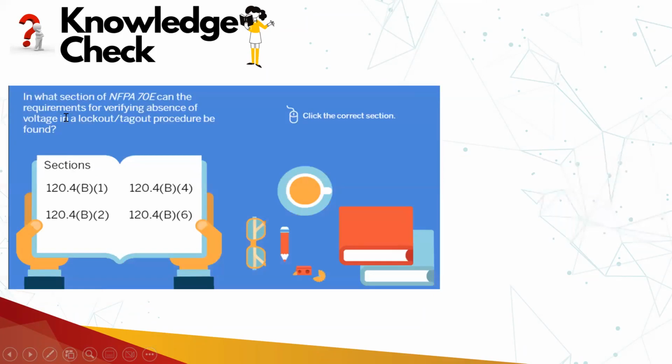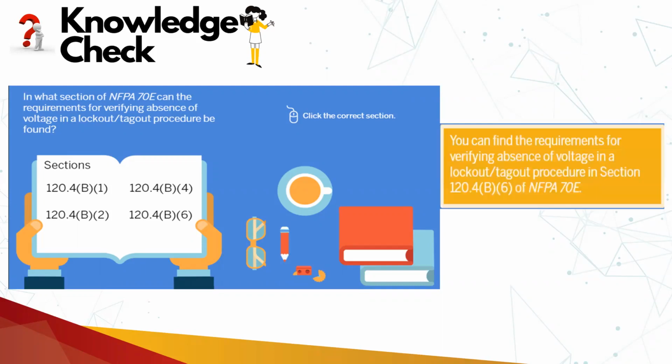Another one: in what section of NFPA 70 can the requirements for verifying the absence of voltage in the lockout and tagout procedure be found? So this is related to elements of control in 120.4B. It is found here in 120.4B(c) for verifying the absence of voltage.